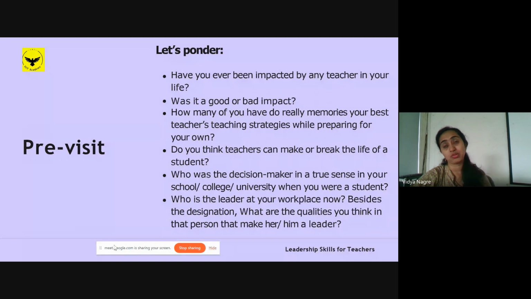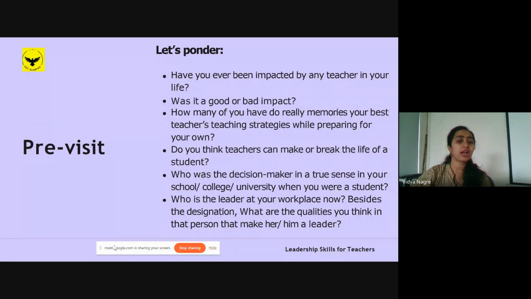What are the prominent qualities that person has which is making that person a leader? Not only designation. Definitely designation gives a chance to be a leader, but do you observe or note down any other essential qualities in that person?